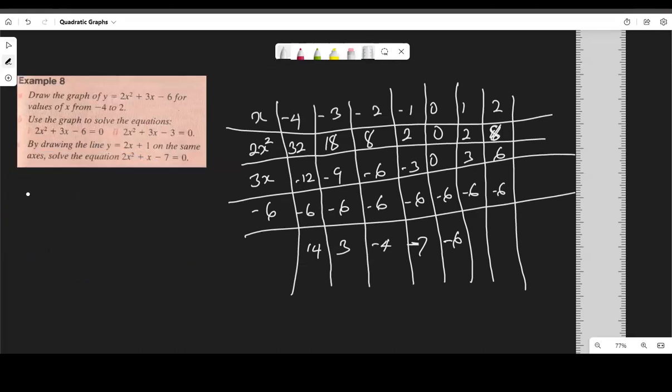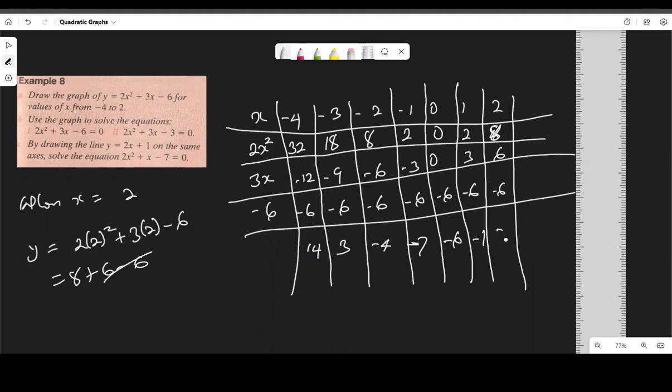And when x is equal to 1, y will be 2 times 1 squared plus 3 times 1 minus 6, which is 5 minus 6. 5 minus 6 is minus 1. And when x is equal to finally 2, y equal to 2 times 2 squared. Square is 4. 4 times this is 8. 8 plus 6 minus 6. 6 minus 6 is 0. I have 8 there.